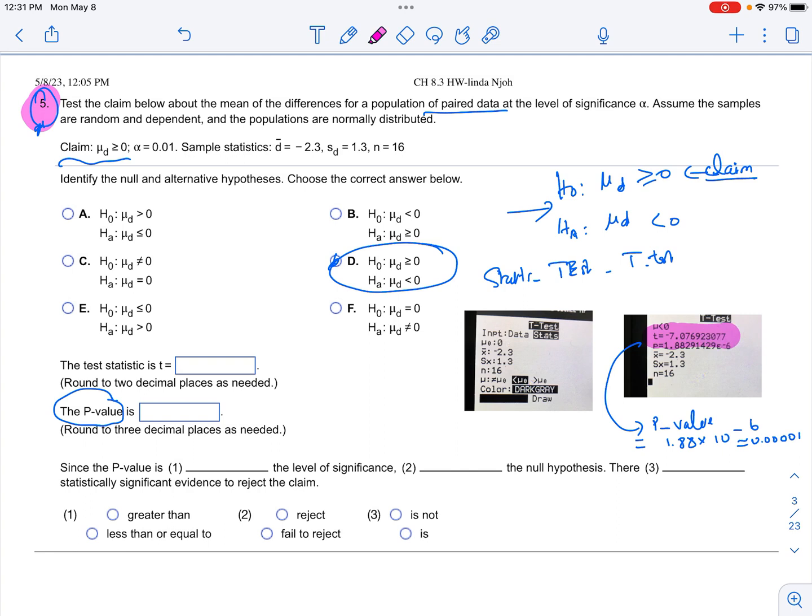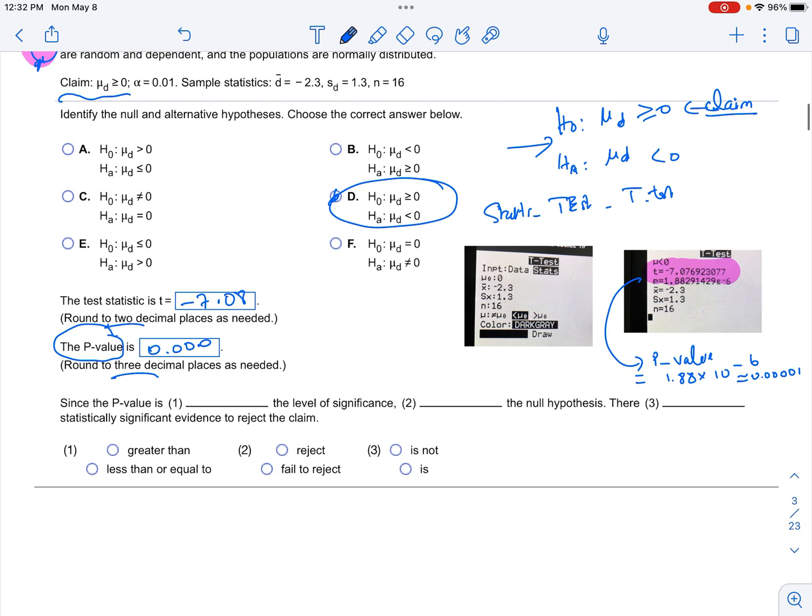So let's look at first the t-statistic. There goes your t-statistic, negative 7.08. Round to 2 decimal places. The p-value is almost 0, 0.000 to three decimal places. So this is it. This is 0. Now, your p-value is definitely less than your alpha. So since the p-value is less than or equal to the level of significance, you're going to reject the null. We already know that we're going to be rejecting the null.